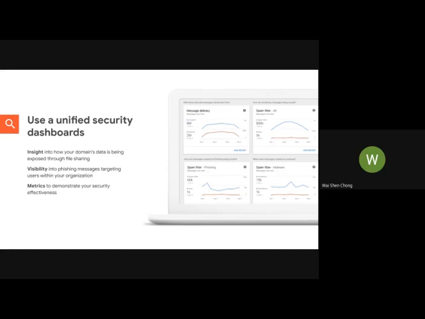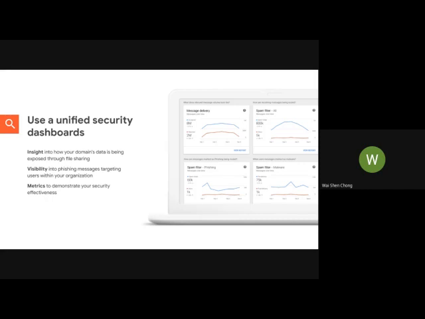So let's talk a little bit about why it is important for an IT administrator or IT team to have a unified security dashboard. When everyone is not around and you're managing people and devices all over the place, it's important to have a unified security dashboard that gives you insight into how your data is being exposed through file sharing, for example. Like visibility into phishing messages targeting users within your organization, and metrics to demonstrate your security effectiveness.